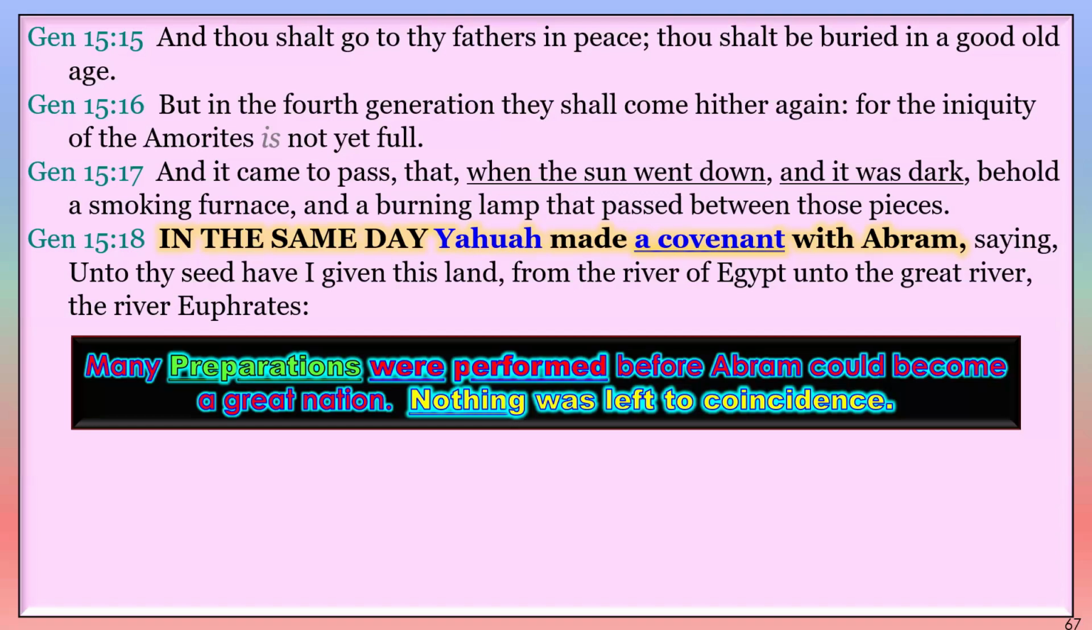Many preparations were performed before Abram could become a great nation. Nothing was left to coincidence. These are the preparations for a major covenant made for Abram. And it was done when? On the same day. Yahuwah didn't just randomly pick a day off the calendar. No, this was the bone structure day. This is the very important day in his calendar that Yahuwah made a covenant with Avram.